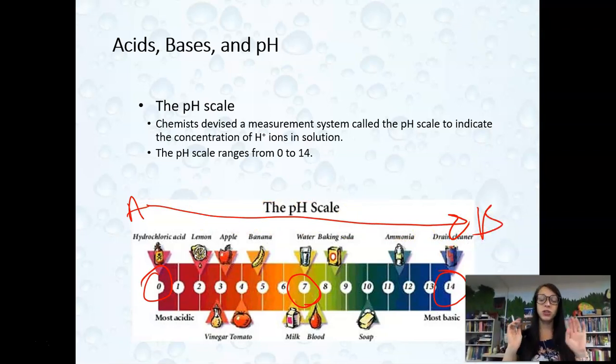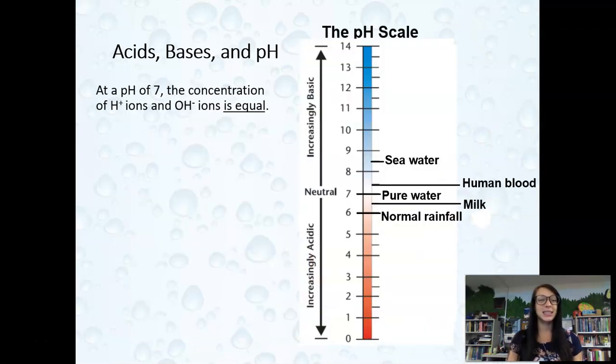So the pH scale ranges from 0 to 14, and hopefully this year you'll get an opportunity to play with some pH strips and test some pHs of common household substances. At a pH of 7, the concentration of hydrogen ions is equal to the concentration of hydroxide ions.